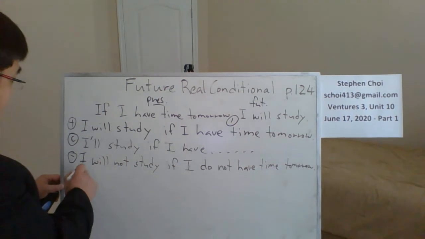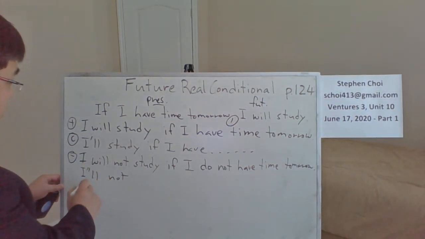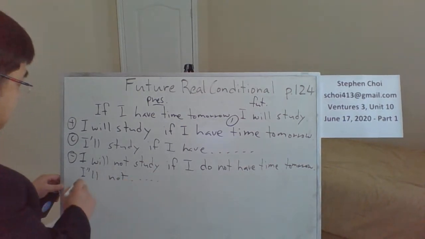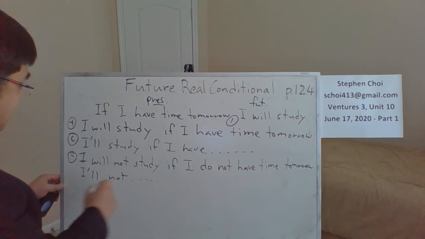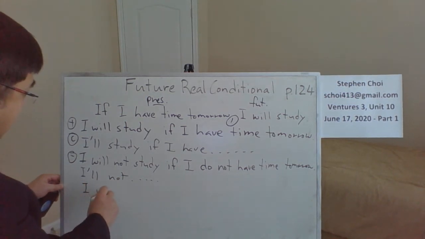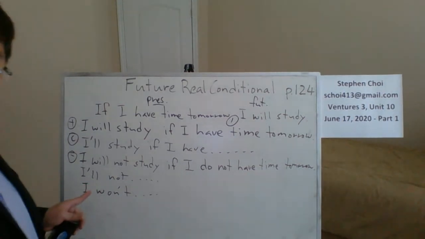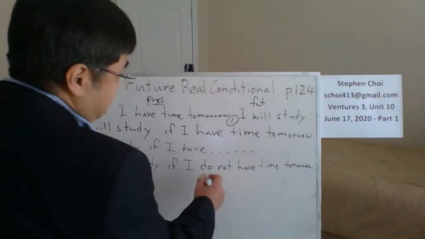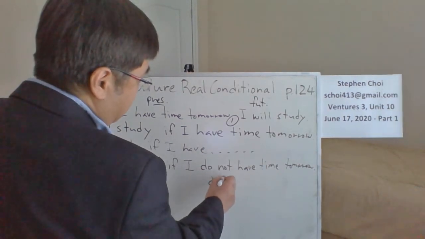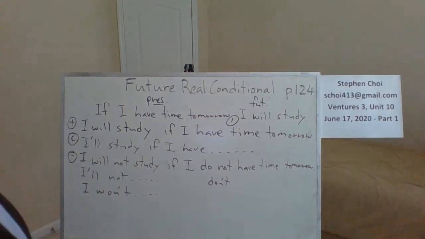And you contract this by, you can say, "I'll not," or what's up? "I'll not study," or you can say what? What am I getting to? Apostrophe. "I'll not study," or you can say "I won't study," right? Okay, you knew this, okay? "I'll not study" or "I won't study if I..." what? If I don't have time, okay? So that's how you contract the negative, okay?